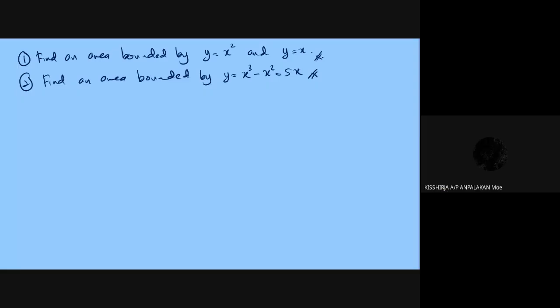Teacher, y equals x cube minus x squared minus 5x. Y equal to x cube minus x squared minus 5x.